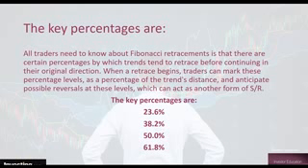Now, they are key percentages. All traders need to know about Fibonacci retracements is that there are certain percentages by which trends tend to retrace before continuing in their original direction. When a retrace begins, traders can mark these percentage levels as a percentage of the trend's distance and anticipate the possible reversals at these levels, which can act as another form of support and resistance.